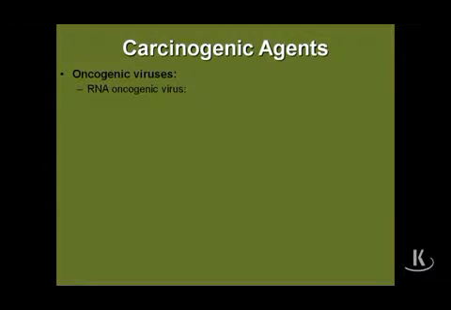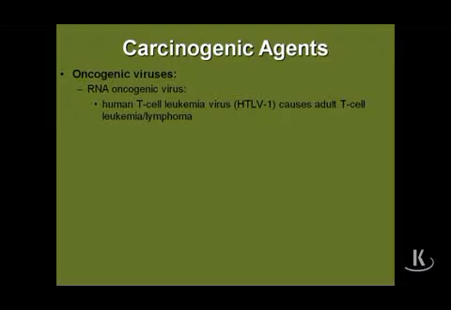The third important cause of cancer is oncogenic viruses. The first class of virus you think of is RNA oncogenic virus, and there's only one that's associated, which they would probably ask on the USMLE, the human T-cell leukemia lymphoma virus. It's adult T-cell, and basically it's in the same family as the AIDS virus, which is HTLV-3. This virus is called HTLV-1.